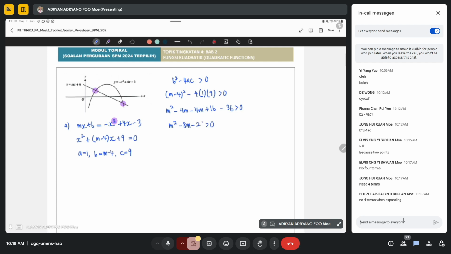Okay, now here's the problem. Once you reach this step, you can factorize as usual. So 1, negative 8, negative 20. Okay, you get your answer. m minus 10 times m plus 2.